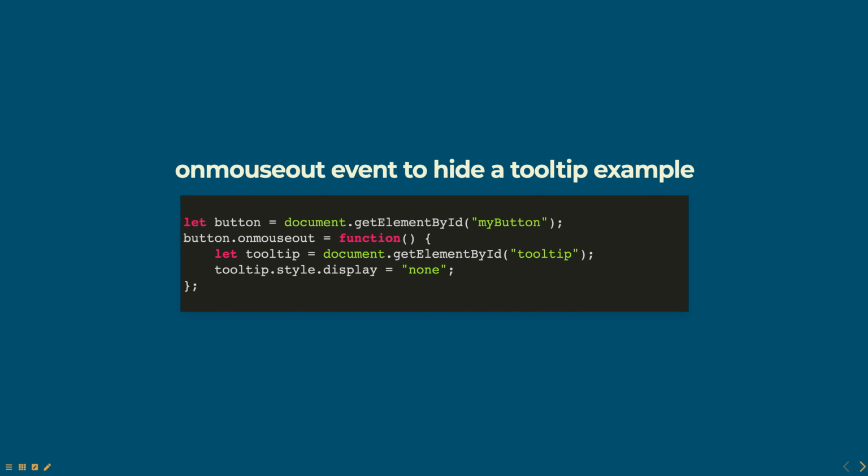In summary, the onmouseout event in JavaScript is triggered when the mouse pointer moves out of an element. This event can be used to perform actions such as changing the appearance of an element, hiding a tooltip, or updating the content of a page when the mouse pointer moves out of it.